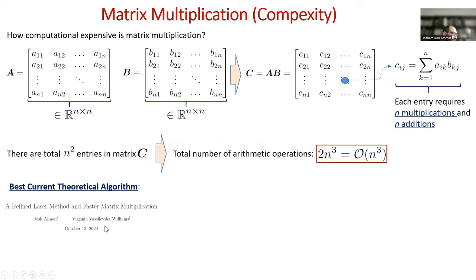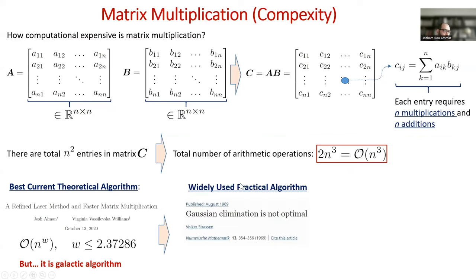So the best theoretical algorithm that has been doing this is order of n to the power omega, where omega is less than 2.37286, and the previous result was the same, but 87. So this is good, but it's a galactic algorithm, meaning that it is only applicable theoretically. Now, the widely used practical algorithm is based on Gaussian elimination. That takes an order of n to the log base 2 of 7 as the number of operations we would need to do.